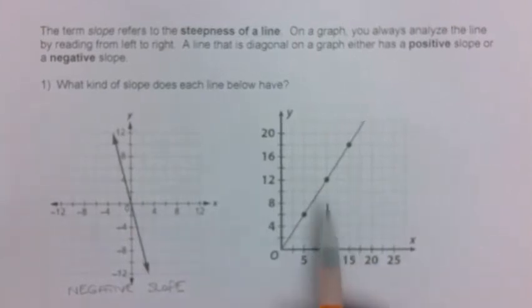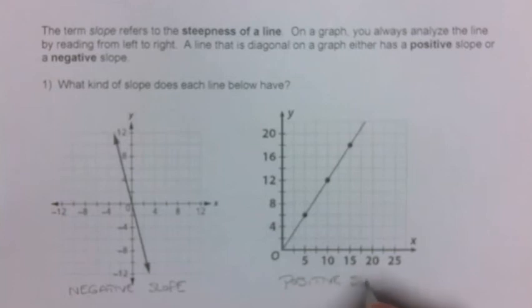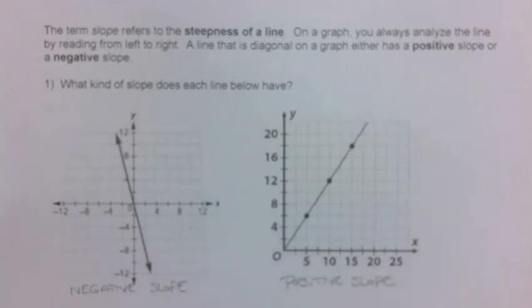On this second graph, as we move from left to right, notice that this line is increasing. Therefore, this is an example of a line that has a positive slope. When the line increases from left to right, we say that it has a positive slope.